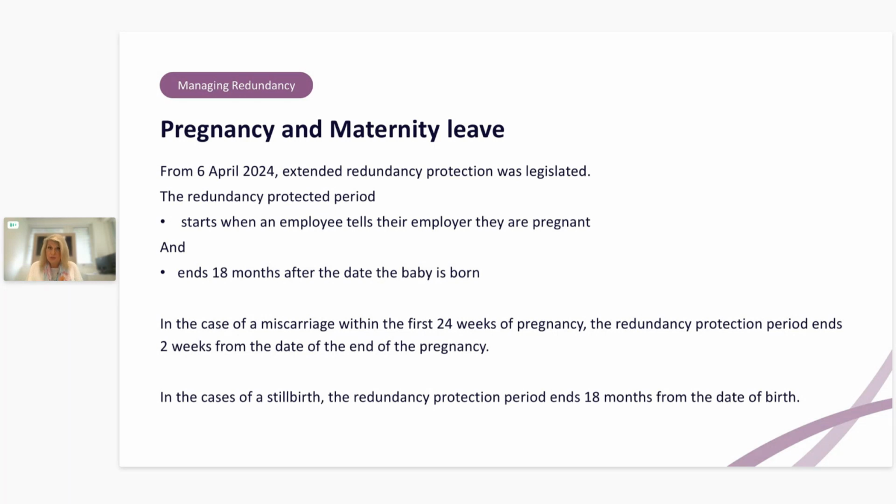In the case of maternity leave, the protected period lasts up to 18 months from the birth date or the expected week of childbirth. Where there is a situation of miscarriage within the first 24 weeks of pregnancy, so within the first 6 months, the protected period ends 2 weeks from the date of the end of the pregnancy. And where there is a stillbirth, that's anything after the 24-week period, so after 6 months, the redundancy protection ends 18 months from the date of the stillbirth.